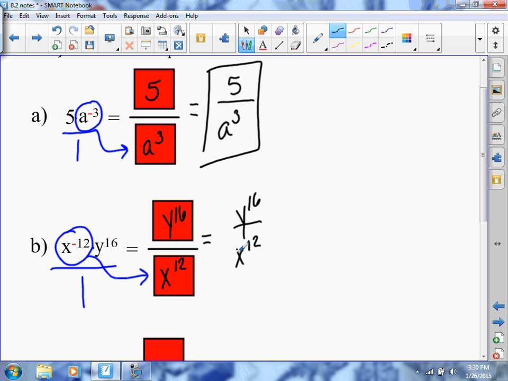Now, I know I said before that when you have fractions with exponents, you can subtract them. That's only if my bases are the same. Here my bases aren't the same, so I can't subtract the 16 and the 12. So I'm done.